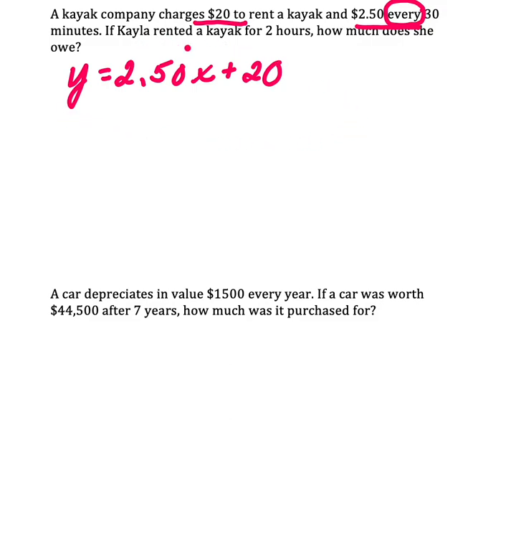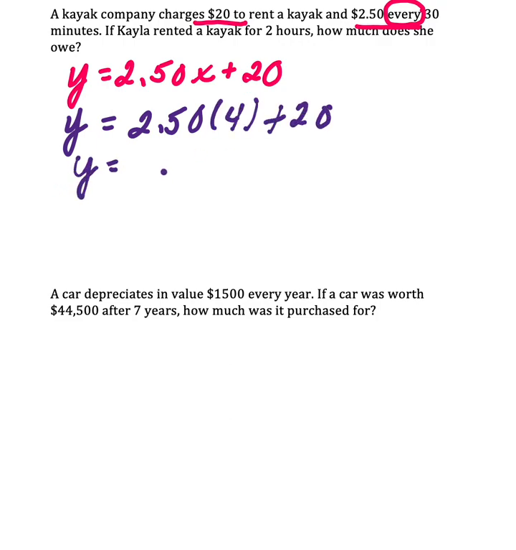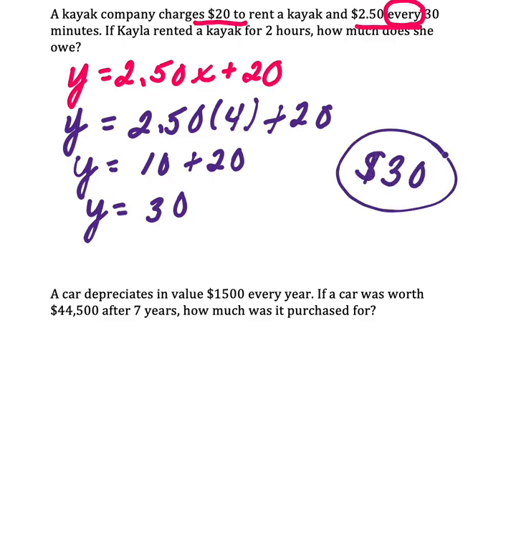Now Kayla, she rented the kayak for 2 hours. Now 2 hours, I'm not going to plug 2 in for x, but how many 30 minutes are in 2 hours? There's 4. So y is 2.50 times 4 plus 20. 2.50 times 4 is 10. 10 plus 20, y is 30. So Kayla will have to owe this kayak company $30 to rent this kayak for 2 hours.